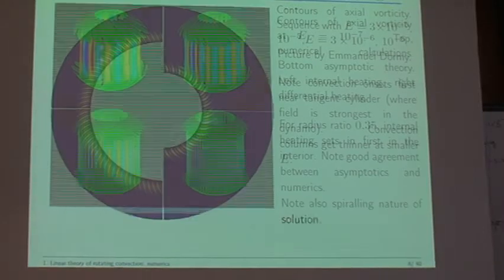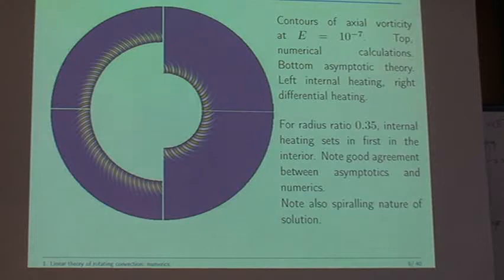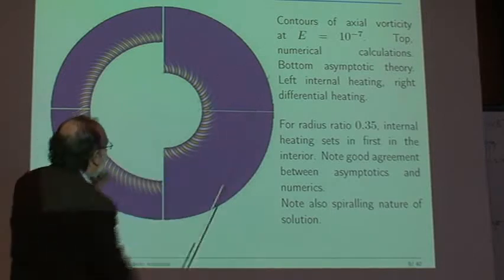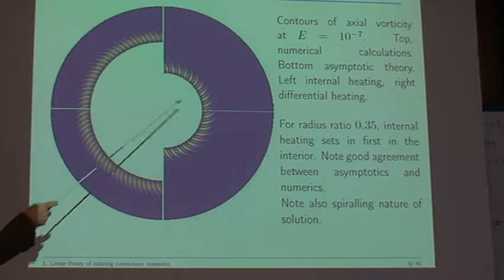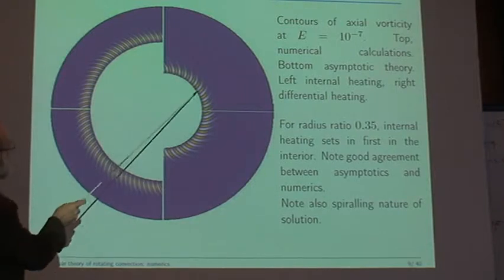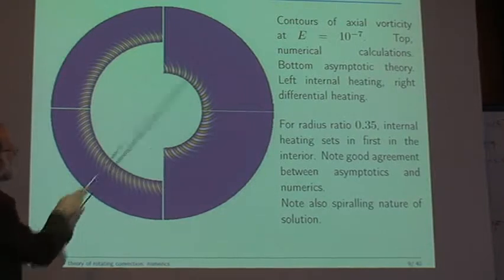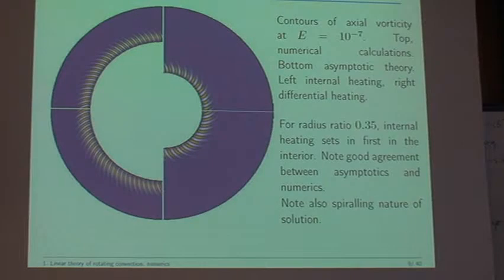Okay. Oh, this is another picture. This is an equatorial section, a section across the equator, and this is at E of 10 to the minus 7, which is a fairly low value. And it's similar to the other one. Again, we're seeing the axial vorticity. This perhaps shows you the nature of the spiralling a little more clearly.